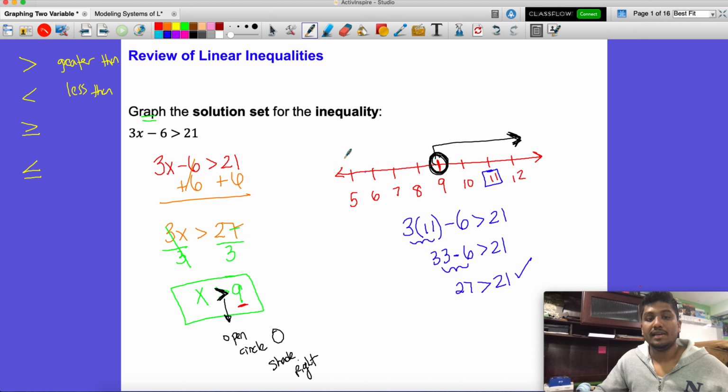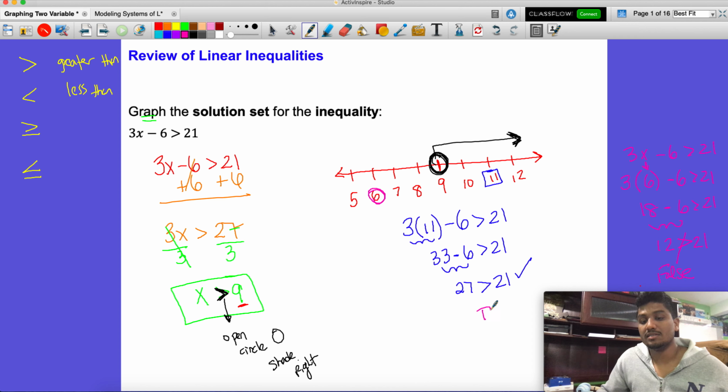Definitely true. If however we chose a different number, let's say 6, notice that 6 is on the opposite side of where we were shading. If we substitute the 6 instead of the 11, it changes our answer. We get 3 times 6 minus 6 is greater than 21. The original inequality is this, and all we did was substitute the x for 6. We have 18 minus 6 is greater than 21. 18 minus 6 we know is 12, and is 12 greater than 21? It's not true. This is false.